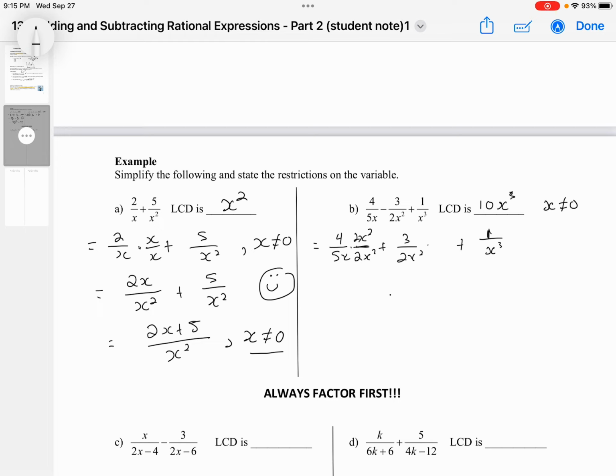Next one. What do I multiply 2x squared by to get 10x cubed? Let's see. 2 multiplies by 5. x squared multiplied by x. So I multiply top and bottom by 5x. And then the last one, there's often an easy one in these. To multiply x cubed by to get 10x cubed, I got to multiply by 10 over 10. On the next line, I do that multiplication. 8x squared. Goodness gracious.